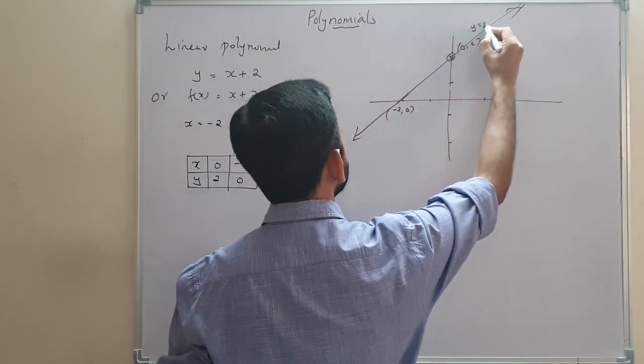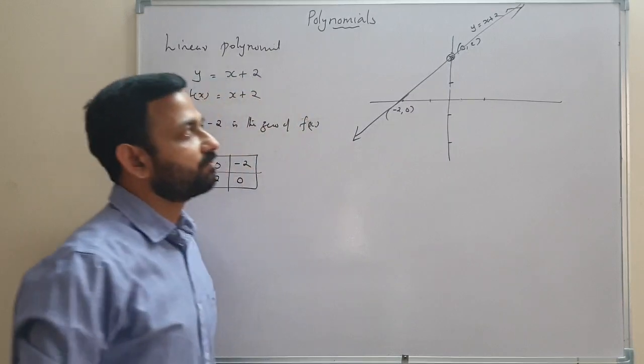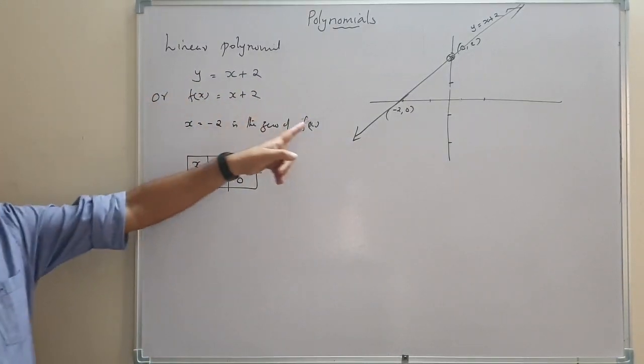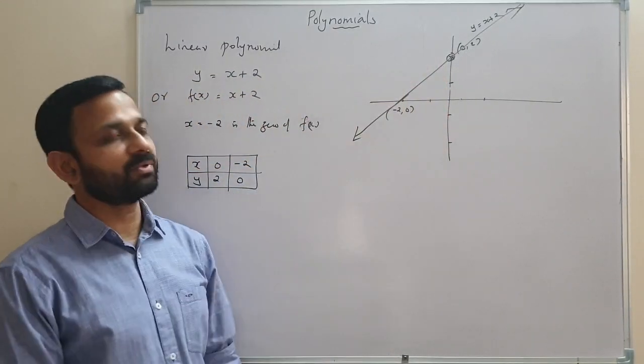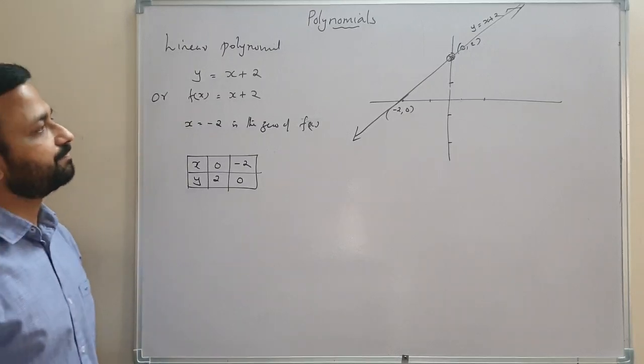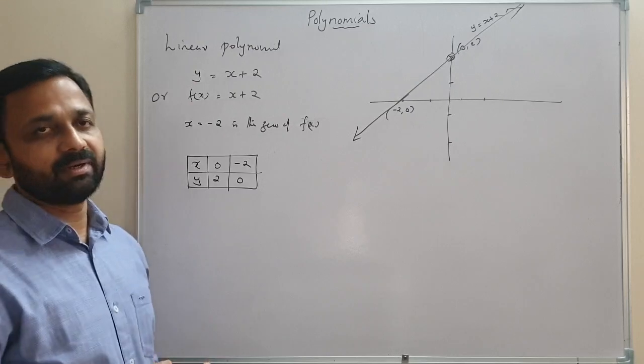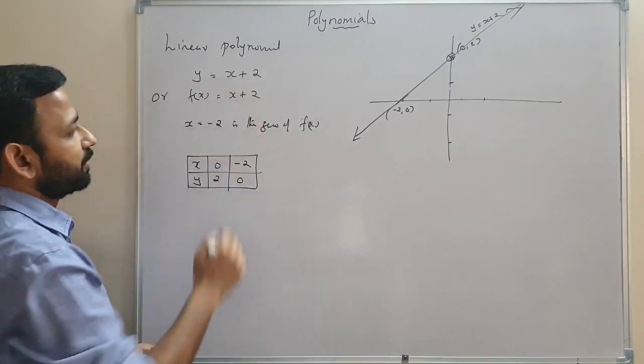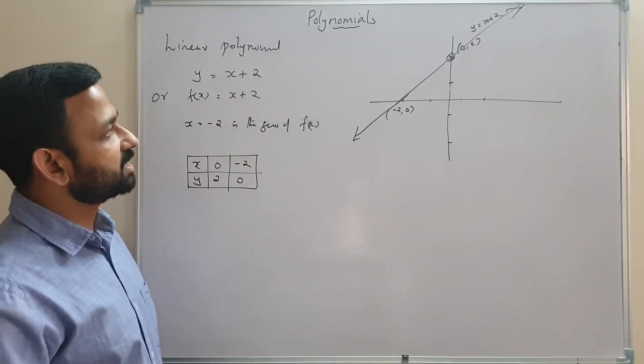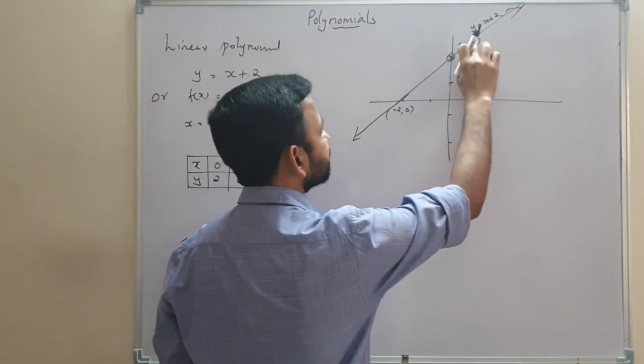Y is equal to x plus 2, or f of x is equal to x plus 2. So this is the graph of this polynomial. And here the 0 of the polynomial is minus 2. Y is equal to x plus 2 is the polynomial and minus 2 is the 0 of this polynomial.